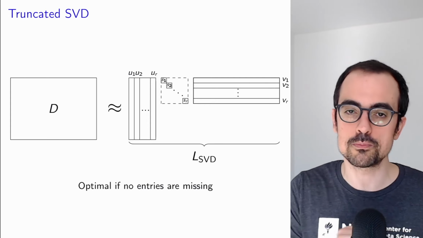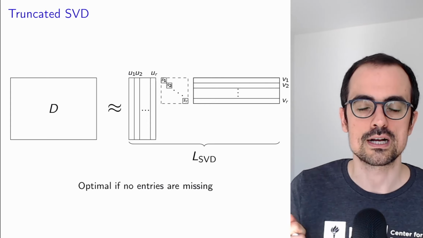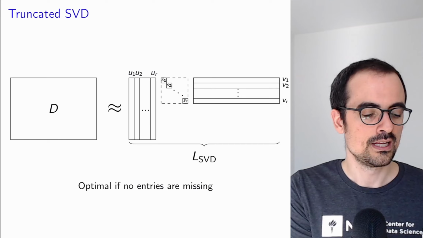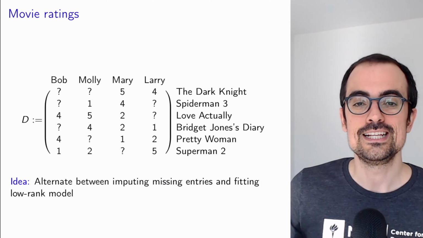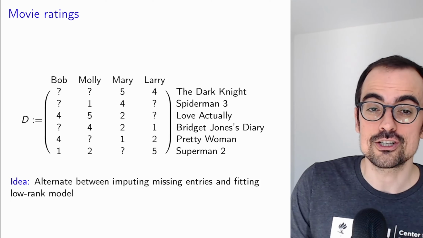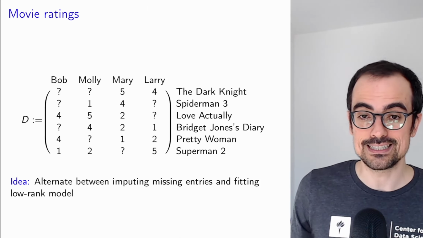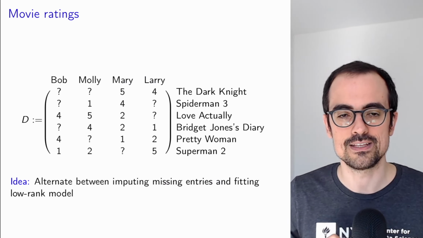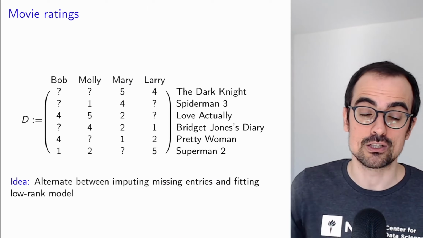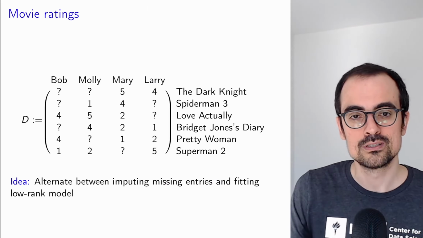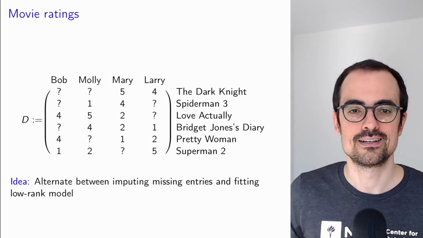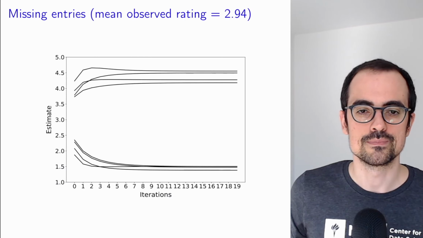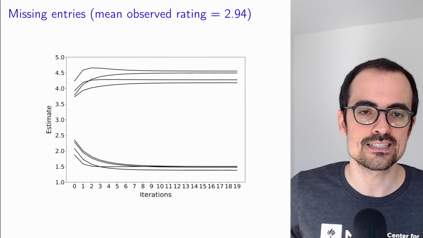So the truncated SVD is optimal. It achieves an optimal rank R approximation if you observe all the entries. But if you don't, that's no longer true. However, what you can do is some naive imputation of the missing entries, for example, using the mean rating. Then you can compute a rank 1 approximation using the truncated SVD, and that gives you a better estimate of the missing entries that you can then re-impute to further improve the low rank model. That's what we did in this case.